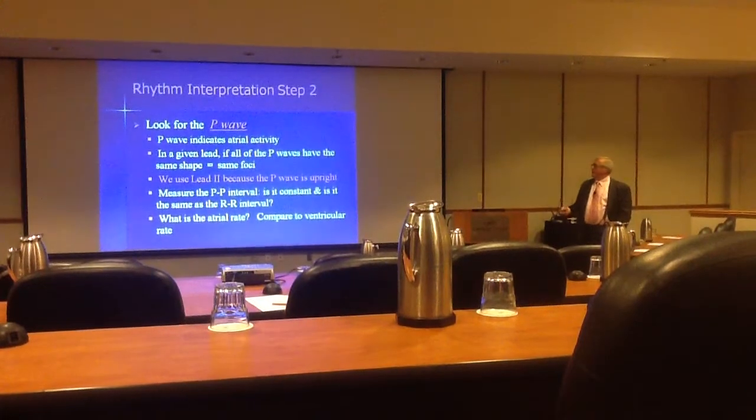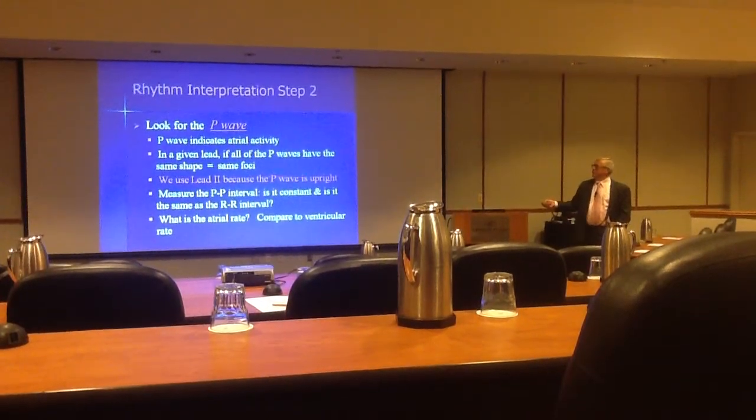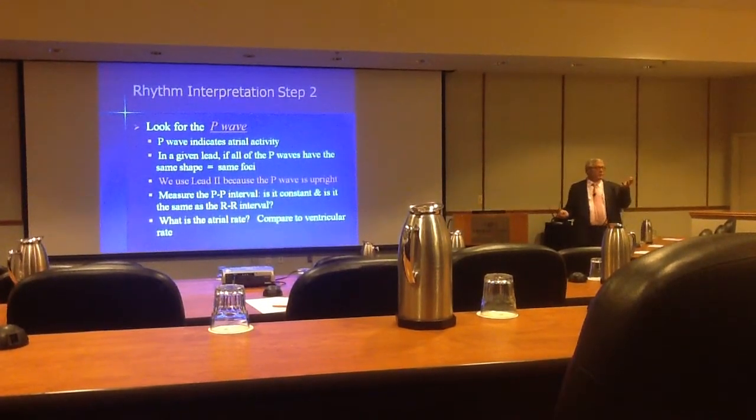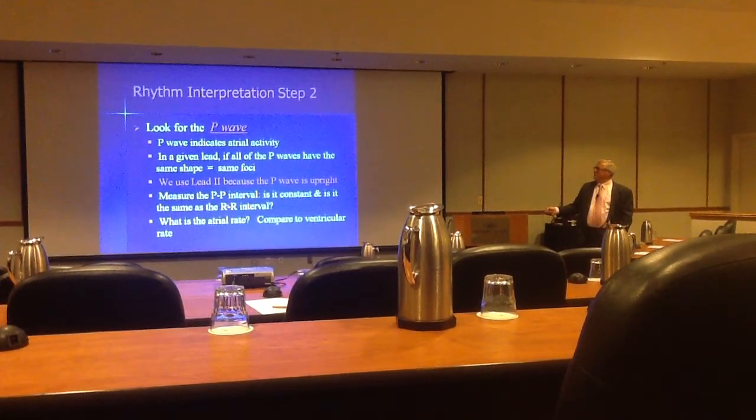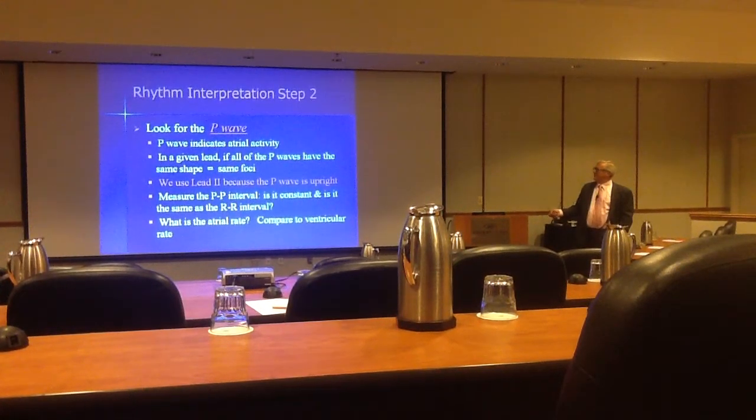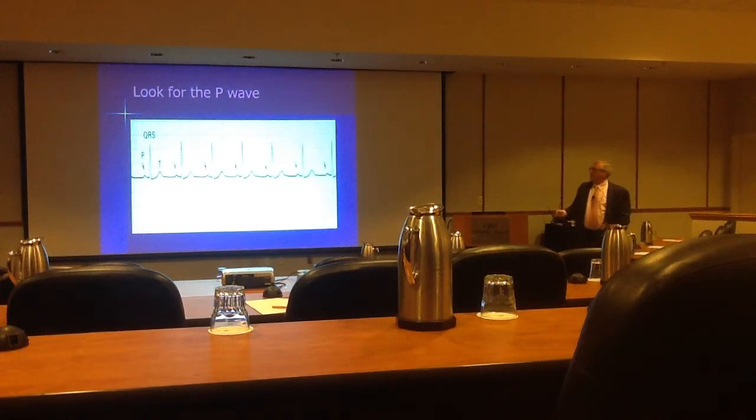So look for a P wave, and that's the reason why we use lead 2, because that has an upright P wave. And then what you can do is you can go between every P wave and measure that distance, and it should always be the same. Look at the R waves or the S waves in the distance, and they should always be the same if we're talking about normal sinus rhythm.